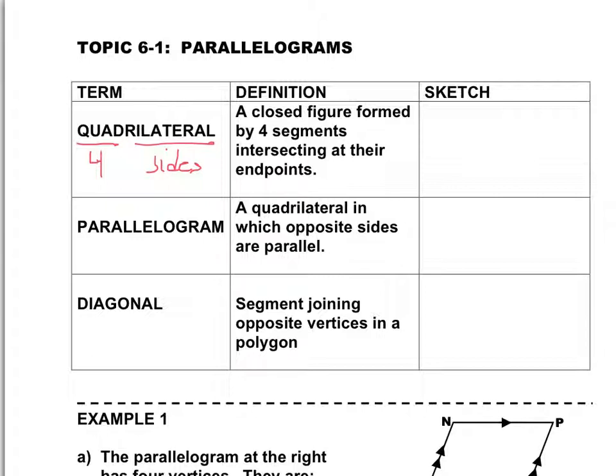There are 4 main categories of quadrilaterals that we're going to learn about, and the first one is parallelograms. So this set of notes, we'll go through them today in this video. It may not take the entire class period, and tomorrow you'll get a chance to practice this, okay?